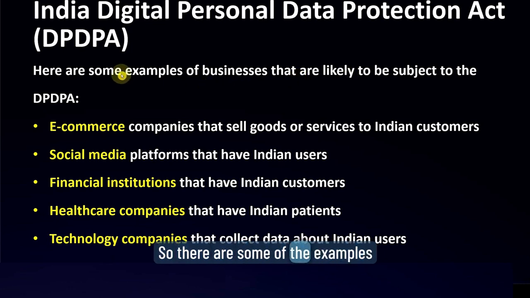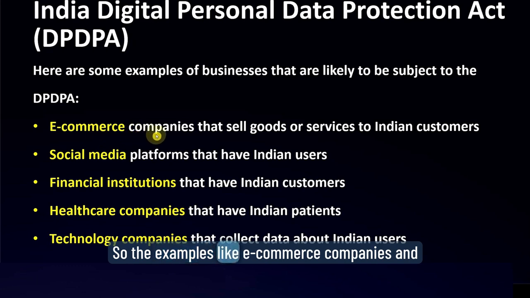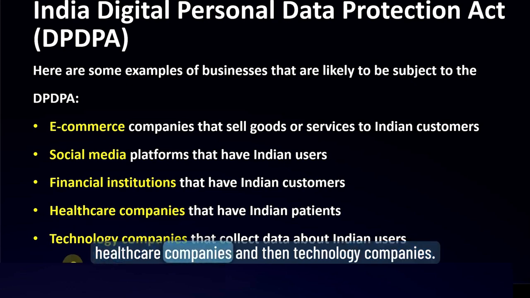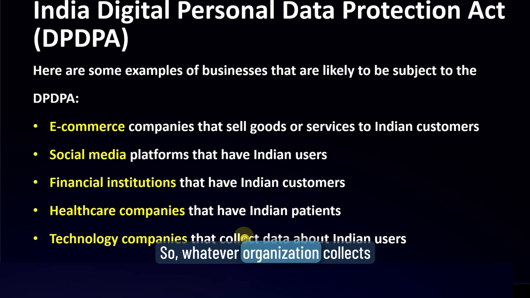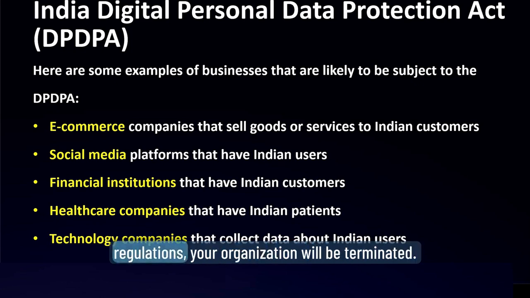So there are some examples of businesses that need to follow DPDPA. The examples are e-commerce companies, social media platforms, financial institutions, healthcare companies, and technology companies. Whatever organization collects user information needs to follow this rule in India. Only after that can you run your organization. If you don't follow these rules and regulations, your organization will be terminated.